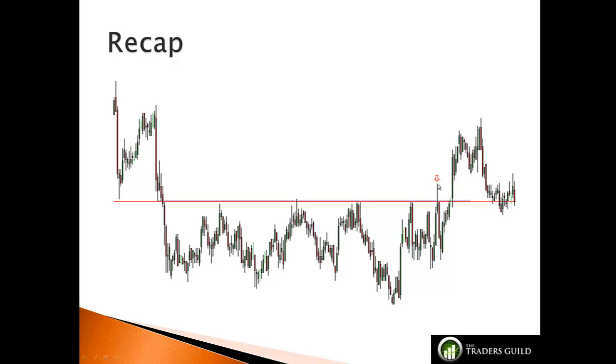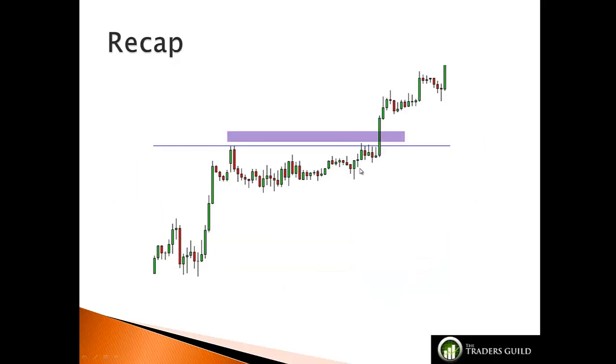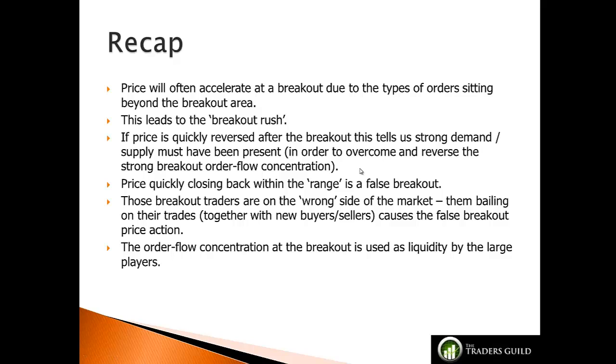So we can see that we had the breakout rush, and then price was quickly rejected. Strong selling came in, caused the close back below this SR, and that is the false breakout. And it is these breakout traders who are then caught on the wrong side of the market. So therefore they are looking to bail out by exiting their trades, and exiting from long trades is placing short orders. It is those orders, that order flow concentration, combined with new sellers coming into the market in this case, that causes the good momentum move down after the false breakout setup is complete.